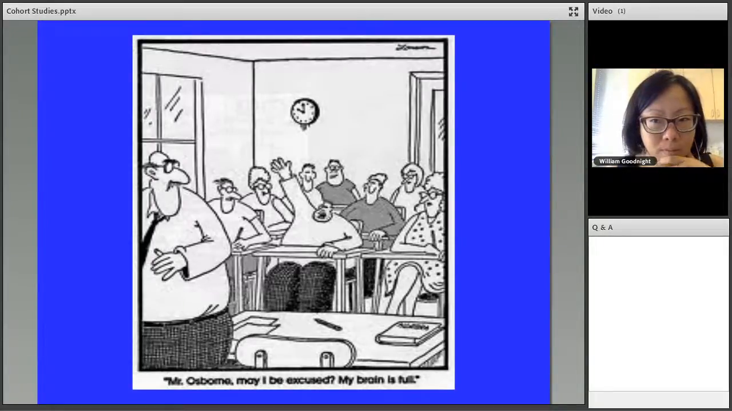I think the key here is just going back to basics. What is your exposure? How do you know what the exposure is?